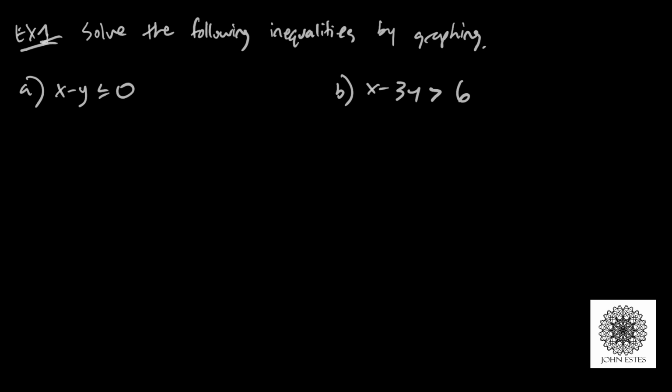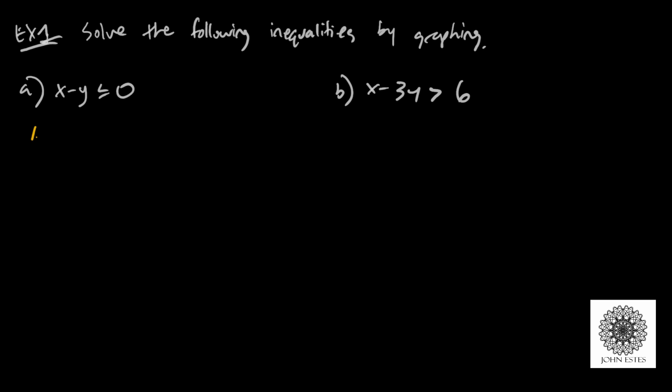Okay, so here are my examples. I want to solve these inequalities by graphing. In part A, I have x minus y is less than or equal to 0. What this means is that we're looking for all the points x and y such that if I say x minus y, I get 0 or less. So let's follow our process. Step one is to graph with just equals. So I want to graph y minus x equals 0.